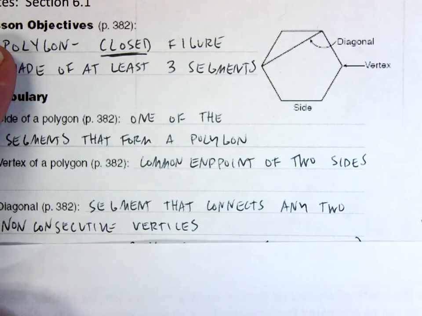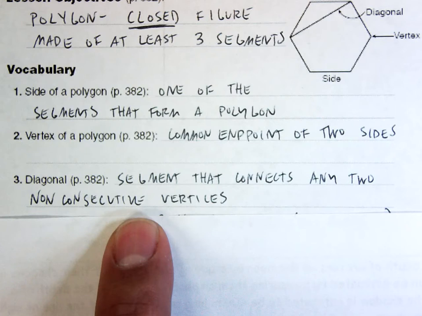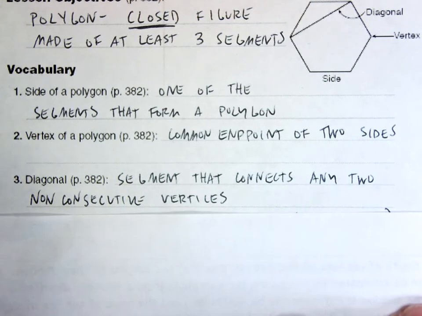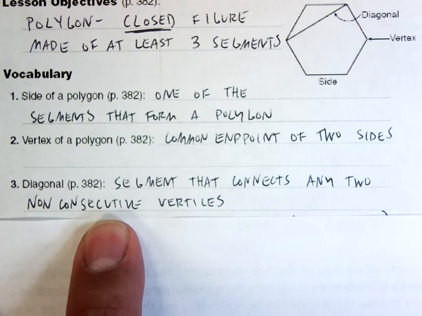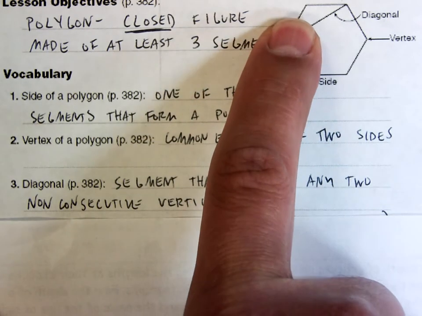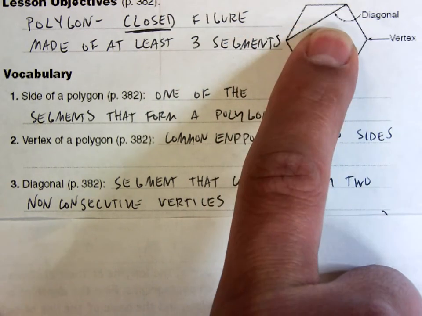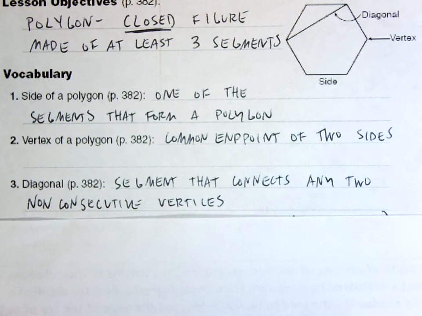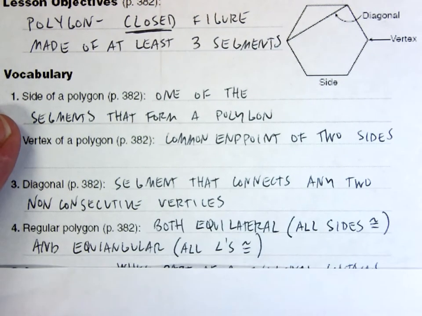A diagonal, it's a segment that connects any 2 non-consecutive vertices. So if I draw a line that connects 2 non-consecutive, consecutive just means in a row, so I have to skip at least one vertex. So there's a vertex, skip this vertex, and draw the diagonal between those 2 vertices. So that is a diagonal. It's a segment that connects any 2 non-consecutive vertices.